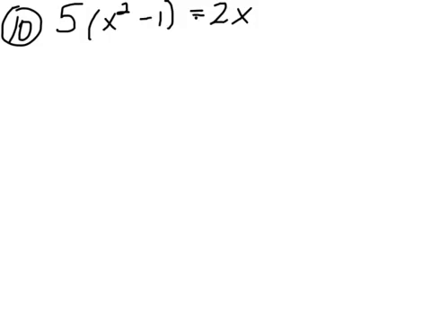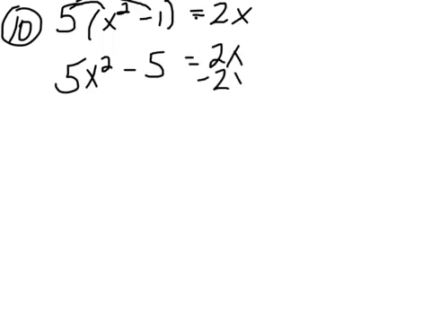All right, I can't solve this one either because they didn't have all the terms on one side with 0 by itself, so I need to do that. This is 5 times x squared minus 1 equal 2x. So all I've got to do is distribute on the left-hand side. 5 times x squared is 5x squared, and 5 times negative 1 is negative 5. But I need to move this 2x over there, so I'll subtract it.